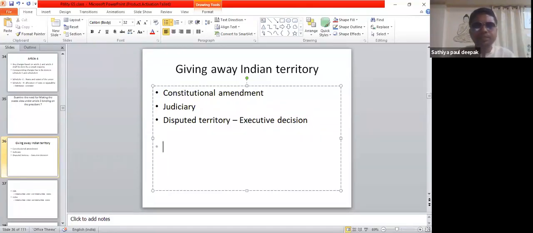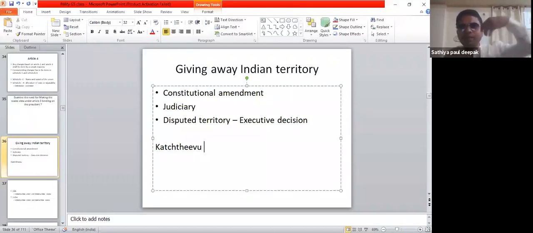Now there is an issue, the Kachchativu issue. There is an island between India and Sri Lanka. It was given to Sri Lanka by Indira Gandhi, just by an executive order. She signed a letter and said that, okay, I'll give it to you.